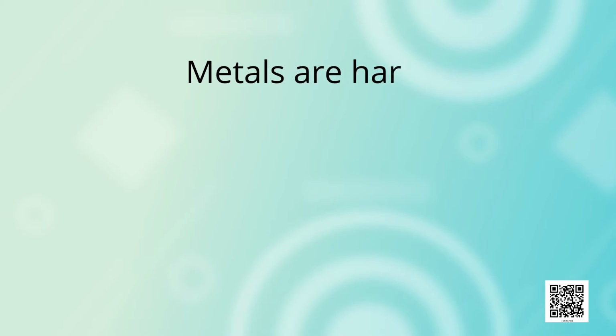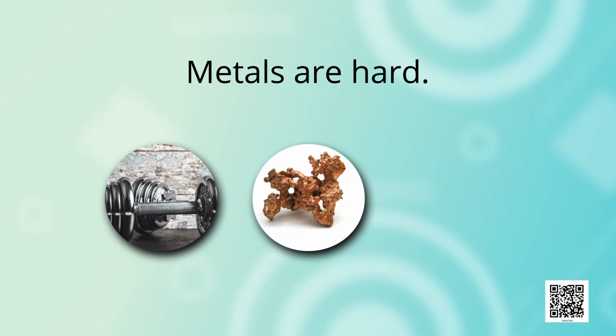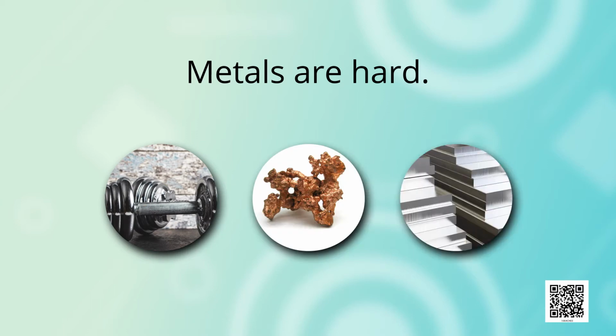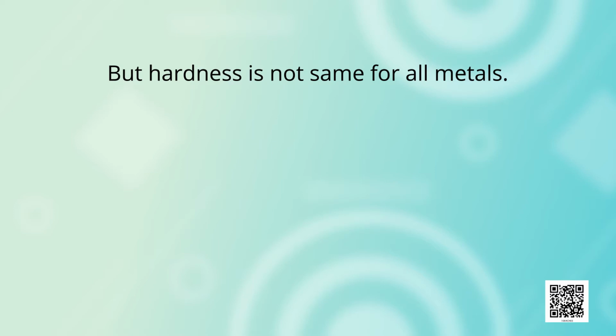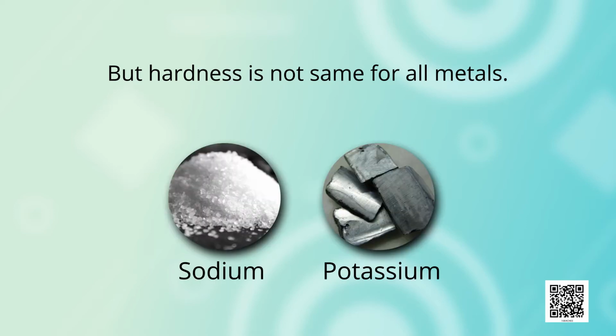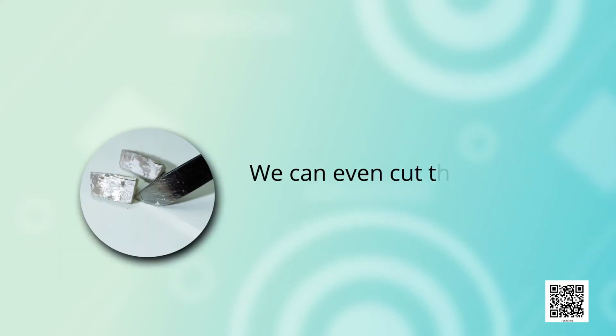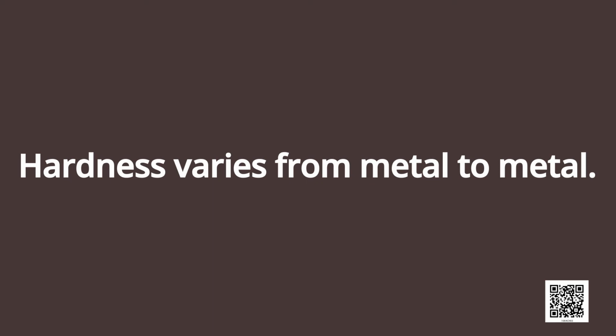Metals are generally hard. For example, iron, copper, aluminium, etc. But again, there are some exceptions to this. Hardness is not the same for all metals. Some metals like sodium and potassium are very soft. We can even cut them with the help of a knife. So hardness varies from metal to metal.